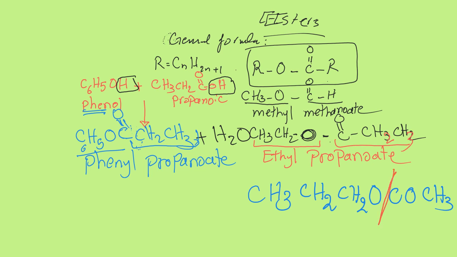To name the molecule, we cut through the ester bond. You know the bond between COO, this bond we call the ester linkage or ester bond. So we cut through the ester bond and then give the name for the molecule.